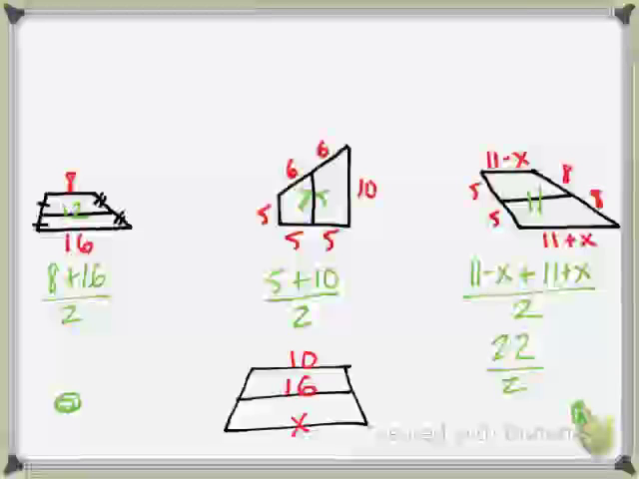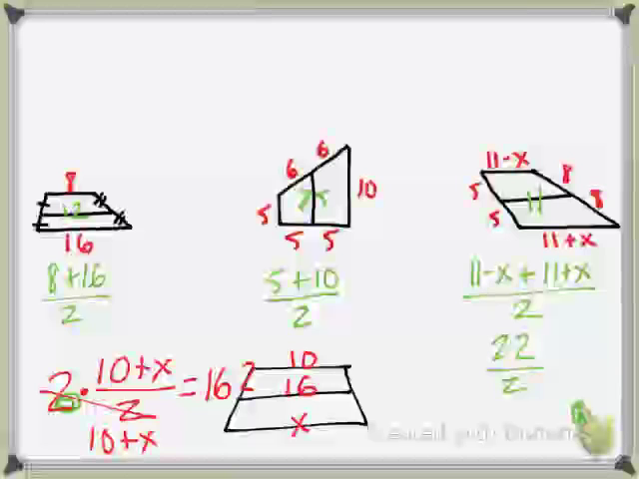Okay, so we could set up an equation, and we could say that 10 plus x, like we were doing on the other questions, add the bases and divide by 2, should equal the median, but in this case we already know what the median is. So we can say that it equals 16. Multiply both sides by 2 to get rid of the fraction. 10 plus x is 32, so x is 22. Subtract the 10 from both sides. Okay? Questions?